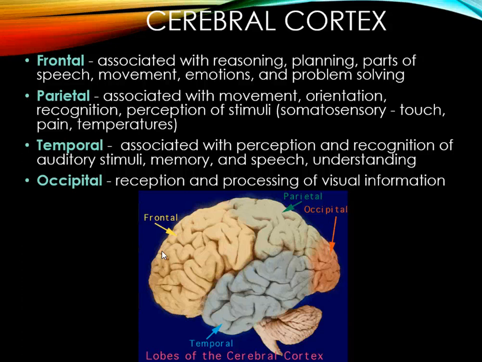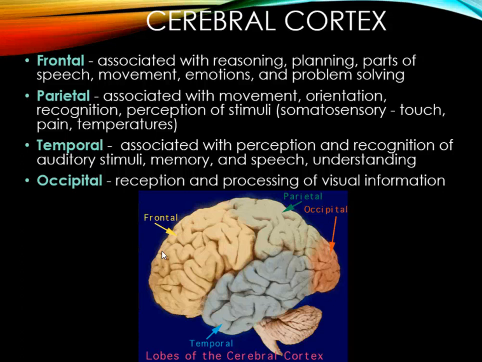frontal lobe, which is the reasoning, planning, right? Complex movements. Part of the speech, your speech actually comes from several parts of your brain, but the frontal lobe is involved. Emotions and problem solving, okay? And so this is kind of like the heart of you.